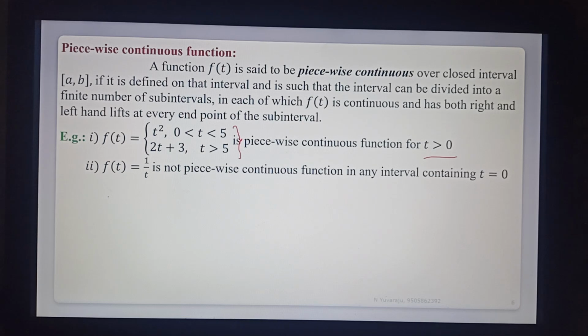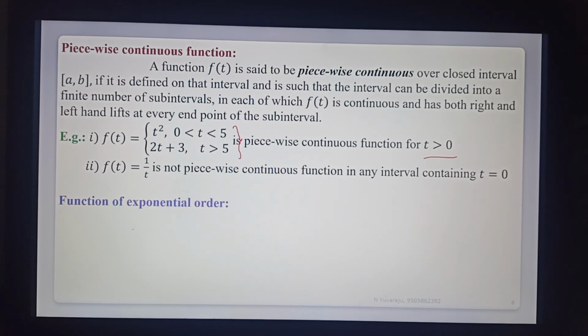Second example: f of t is 1 by t, which is not a piecewise continuous function in any interval containing 0. That means, if we take any interval with 0, at the point 0 the function is not defined. Not defined means not continuous. So it is not piecewise continuous at the point 0.